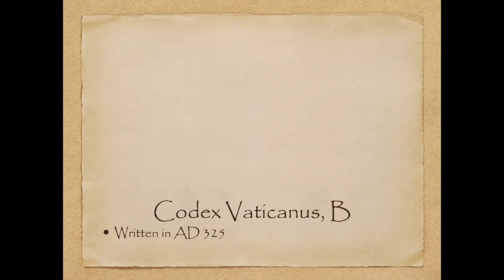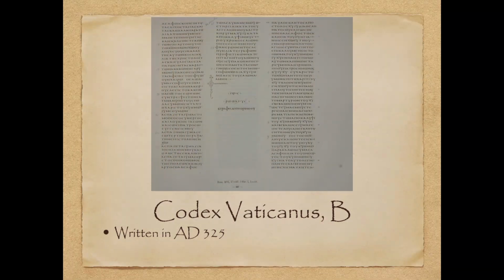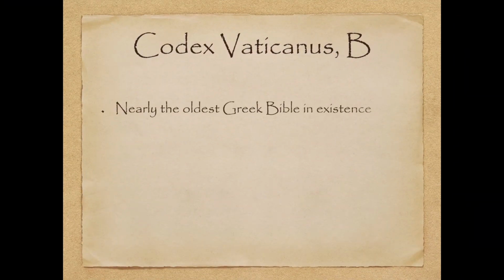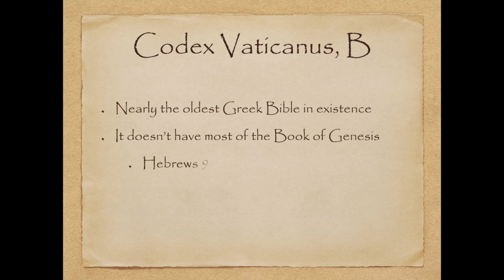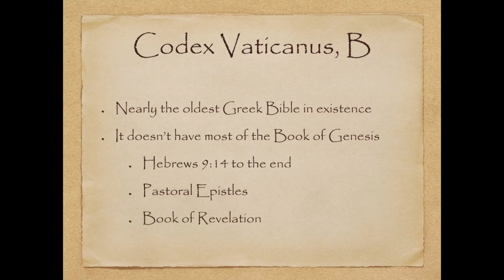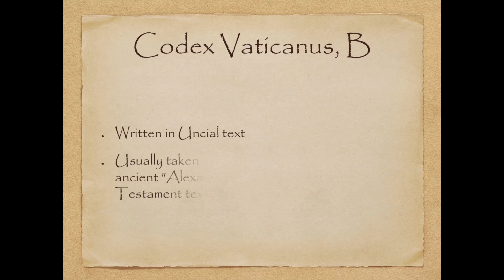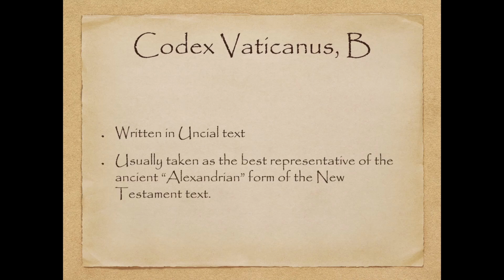Now let's talk a little bit about Codex Vaticanus. Codex Vaticanus was written in AD 325 and it is housed inside the Vatican. It is nearly the oldest Greek Bible in existence. It doesn't have most of the book of Genesis, Hebrews 9:14 to the end, the pastoral epistles, or the book of Revelation. It was written in unsealed text and is usually taken as the best representative of the ancient Alexandrian form of the New Testament text.